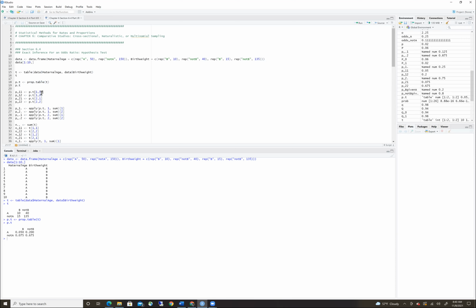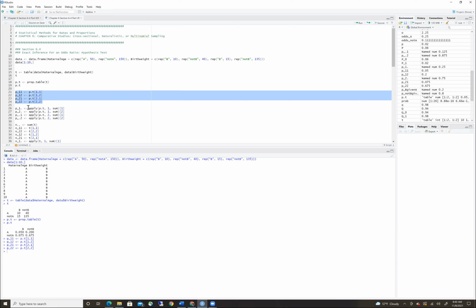We can use the square brackets to pick off each piece of the proportion table. So for example, the first row, first column will be 0.05, and that would be P11. First row, second column will give us P12, and so on. So we can get all of the proportions and assign them.